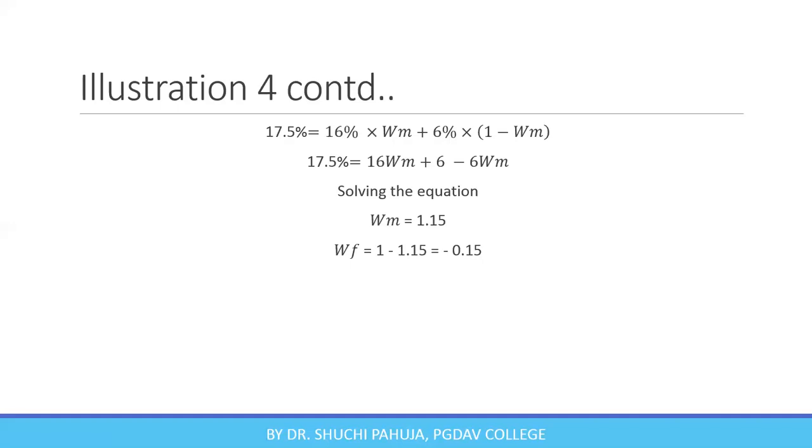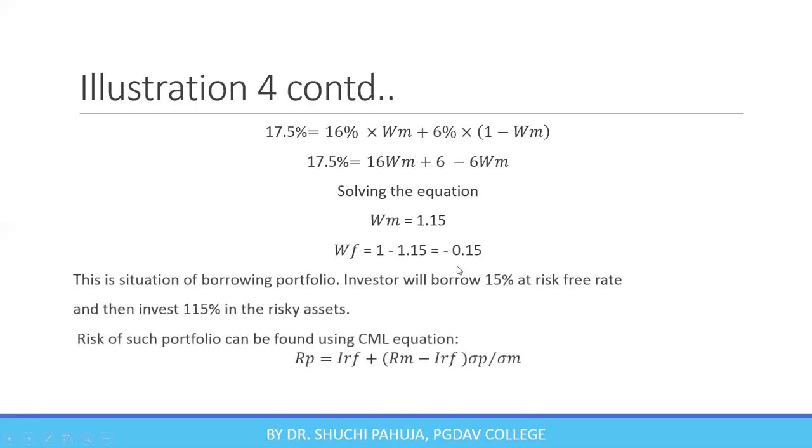Now with you 1,15,000 is there. You can invest 1,15,000 in the market portfolio. Out of this 1,15,000, 1 lakh is your own fund and 15,000 is borrowed money. So this is a borrowing portfolio. Now find the risk of this portfolio. This is the situation of a borrowing portfolio. The investor will borrow 15% at the risk-free rate and then invest 115% in risky assets.